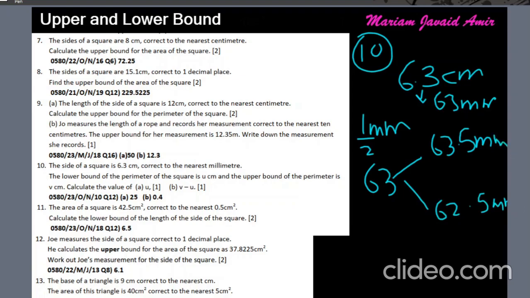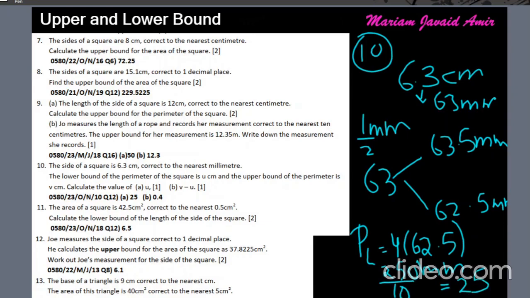Alright. So calculate the value of u. u was the lower bound perimeter. To find the lower bound perimeter of the square, we'll multiply the smaller value by 4. So 4 times 62.5, we get 250. So 250 is in millimeters. We need the answer in centimeters. Divided by 10, we get 25.